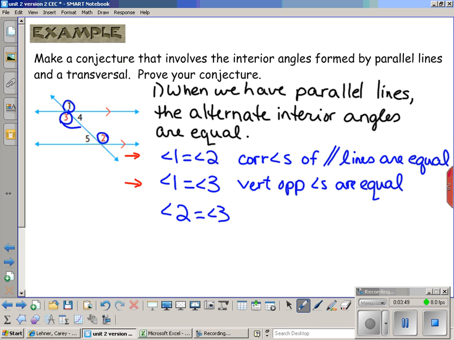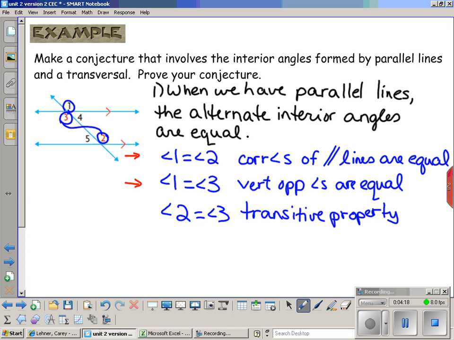And here are alternate interior angles. And the reason we can state this is what's called the transitive property. It's like you're transferring from one statement to the other. We said 1 equals 2, we said 1 equals 3. We have to then be able to say 2 equals 3. And the property is called transitive. So we have now proved that alternate interior angles are congruent.